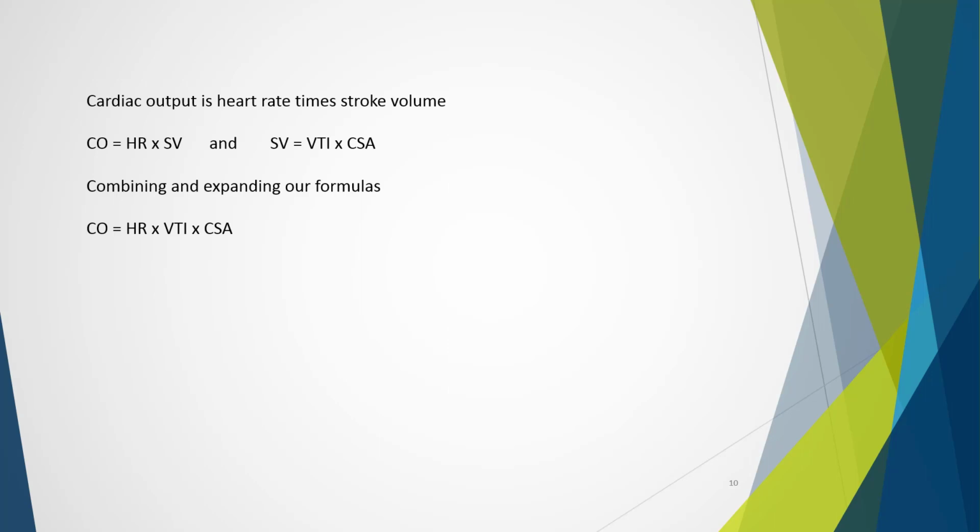Cardiac output is a common and important factor in determining heart function. It is the composite of heart rate and stroke volume. So we can see here, cardiac output is equal to heart rate times stroke volume. And we know already that stroke volume is equal to velocity time integral and the cross-sectional area. So expanding our formulas, we get cardiac output is equal to the heart rate times velocity time integral times cross-sectional area.